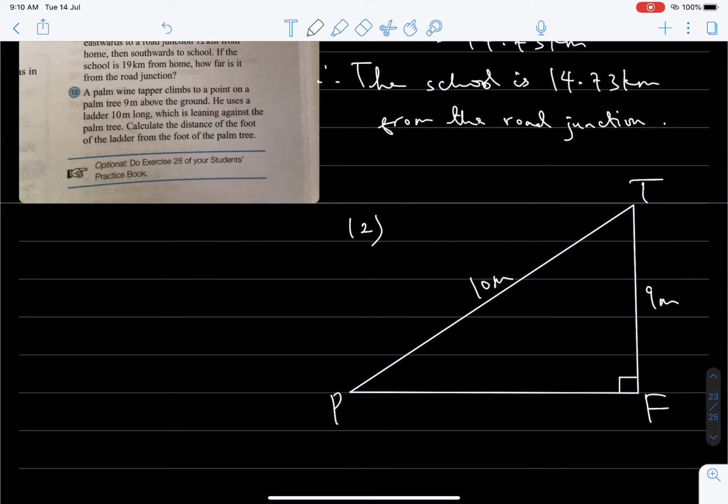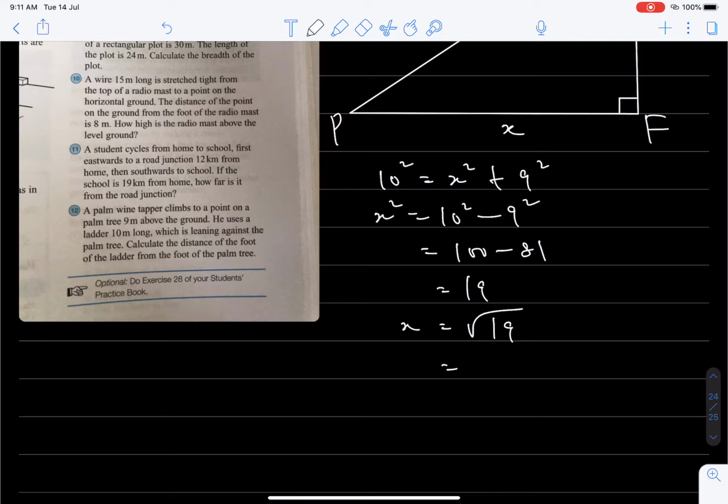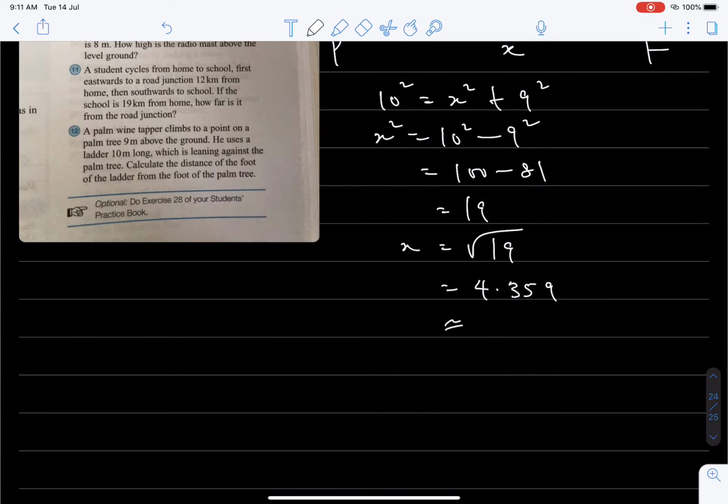Now that simply means 10 squared. 10 is the hypotenuse of this right angle triangle. 10 squared equals x squared plus 9 squared. And that simply means x squared equals 10 squared minus 9 squared, which means 100 minus 81, and that's 19. So x is therefore the square root of 19, which is 4.35889, and that's approximately 4.36 meters to 2 decimal places.